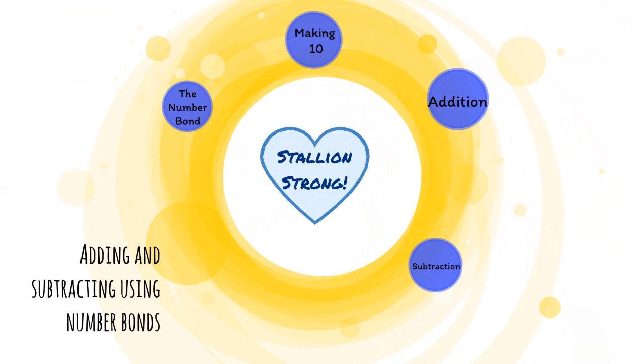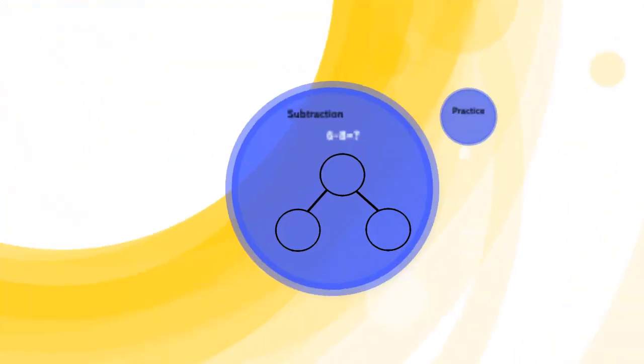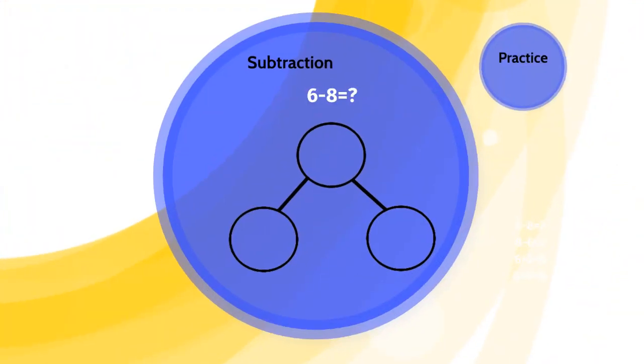All right, we are in our last circle. We're going to learn subtraction using number bonds. 8 minus 6 equals 2. Now, here's the crazy thing. You guys have already been using subtraction. When we were making tens, we were actually using subtraction. So let's further explain this.